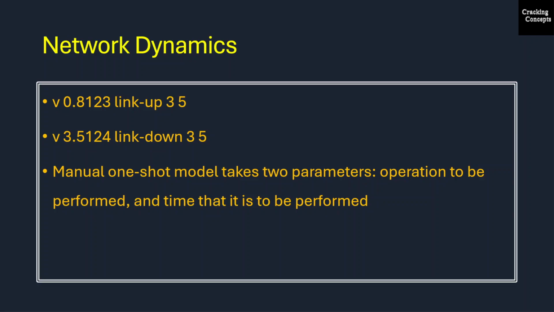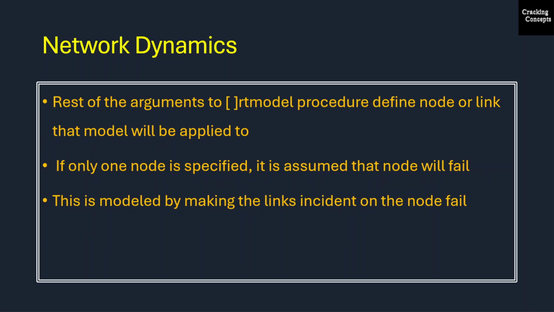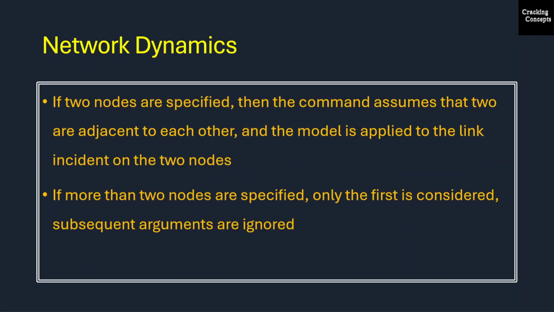The manual one-shot model will take two parameters, that is the operation to be performed and the time that it is to be performed. Now the rest of the arguments to the rtmodel procedure define the node or link that the model will be applied to. If only one node is specified, it is assumed that the node will be failing. This is modeled by making the links incident on the node fail. Now if two nodes are specified, then the command assumes that the two are adjacent to each other and the model is applied to the link that is incident on these two nodes. If more than two nodes are specified, only the first two are considered and the subsequent arguments are ignored.